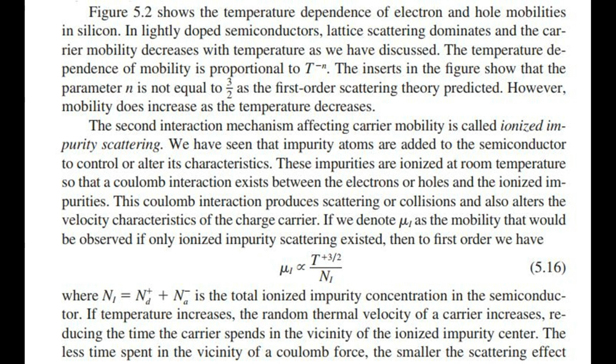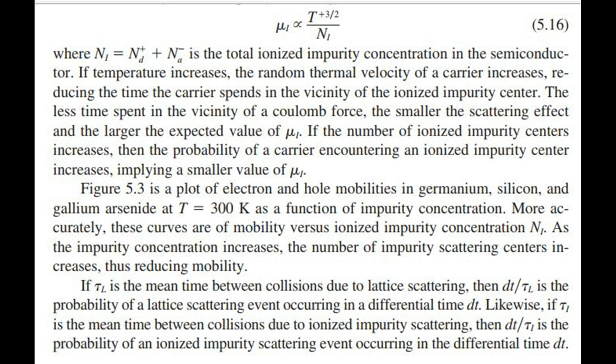If we denote μ_I as the mobility that would be observed if only ionized impurity scattering existed, then to first order we have μ_I proportional to T^(3/2) divided by N_I, where N_I equals N_d plus N_a is the total ionized impurity concentration in the semiconductor. If temperature increases, the random thermal velocity of a carrier increases, reducing the time the carrier spends in the vicinity of the ionized impurity center. The less time spent in the vicinity of a Coulomb force, the smaller the scattering effect and the larger the expected value of μ_I. If the number of ionized impurity centers increases, then the probability of a carrier encountering an ionized impurity center increases, implying a smaller value of μ_I.